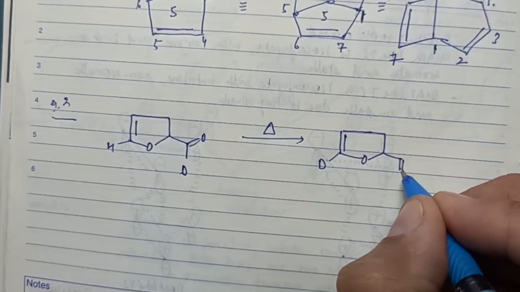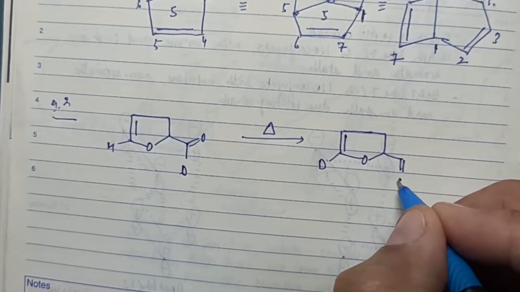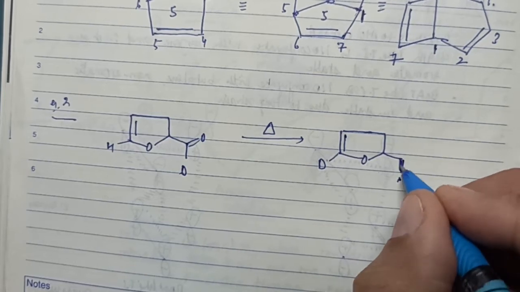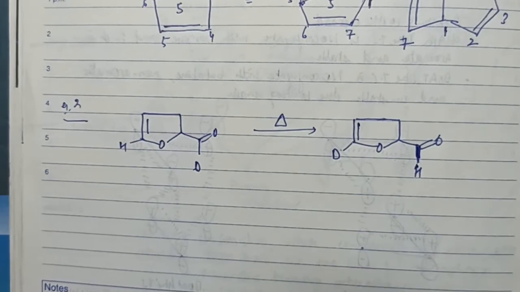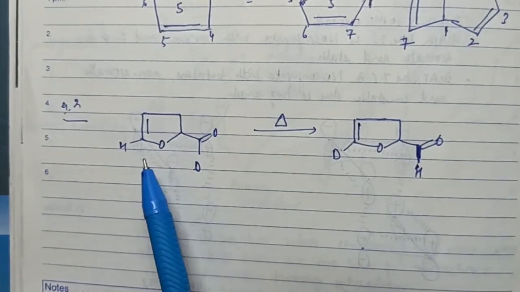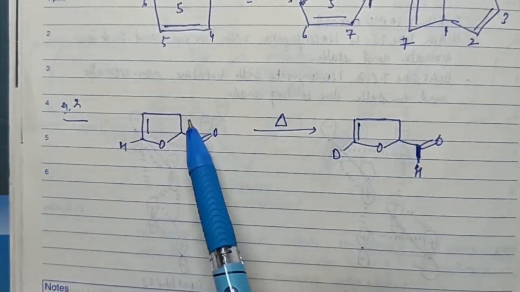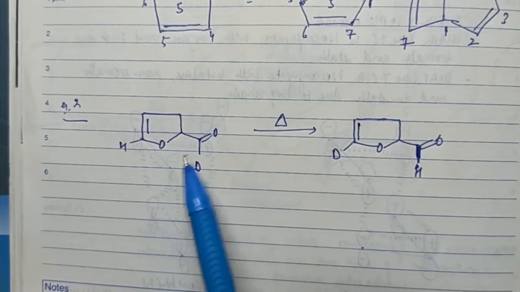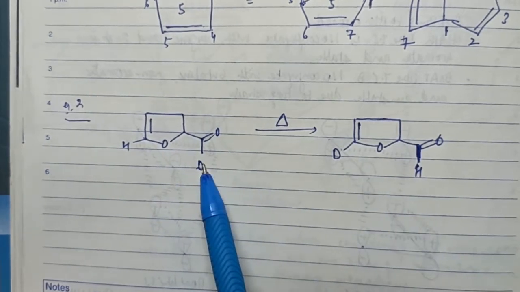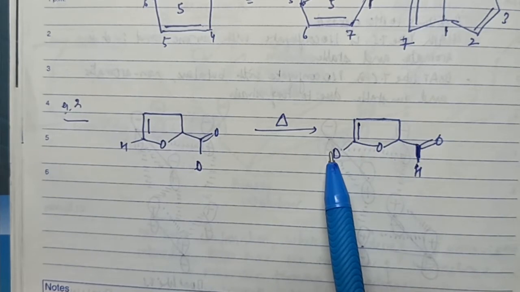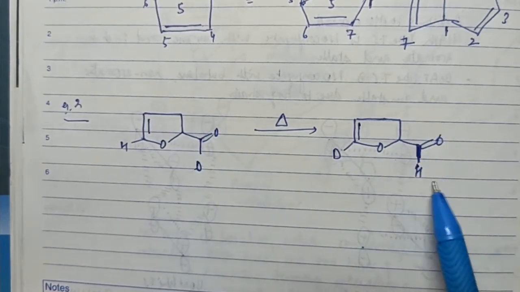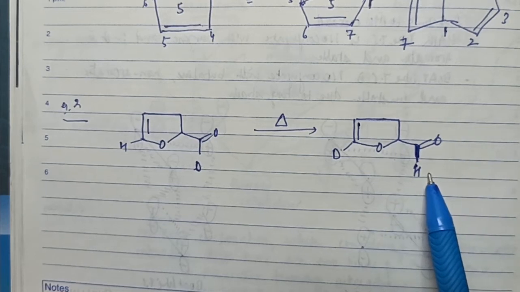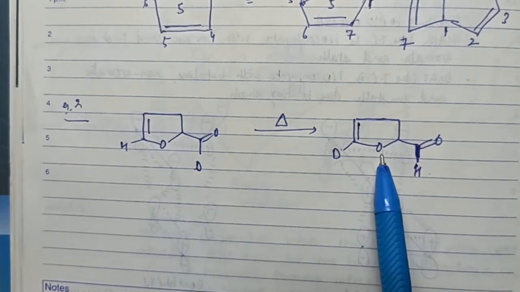Looking at the product and at the reactant, you can work out here, this is hydrogen and this one is carbon. Looking at the reactant and the product, you can work out that the difference between them is, earlier this deuterium was not a part of the ring, but in the product it is a part of the ring. Earlier this carbonyl group was deuterated, but in the product the carbonyl group is not deuterated. So how is this reactant getting converted to this product?